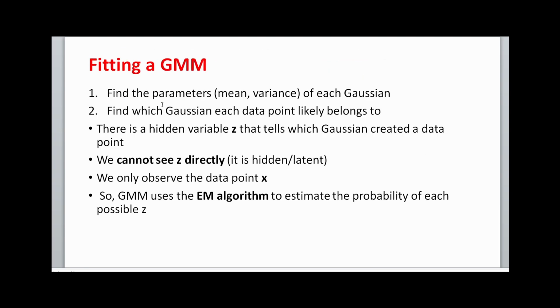Okay. So how to fit a GMM model? So first we have to find the parameters, mean and variance of each Gaussian. Then find which Gaussian each data point likely belongs to. There is a hidden variable Z. That variable tells which Gaussian created a data point. So we cannot see Z directly. It's a hidden value. We only observe the data point X. So GMM uses the EM algorithm, expectation maximization algorithm, to estimate the probability of each possible Z.